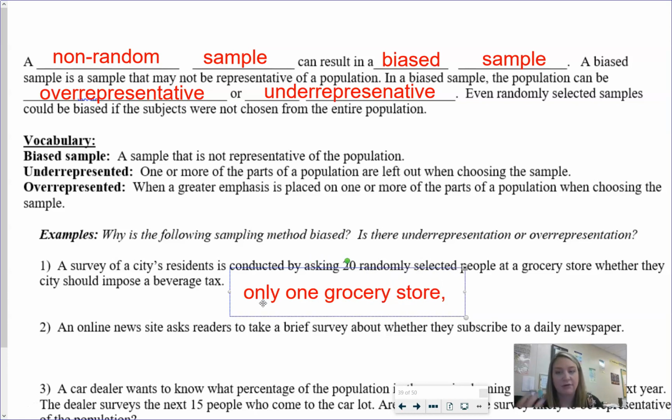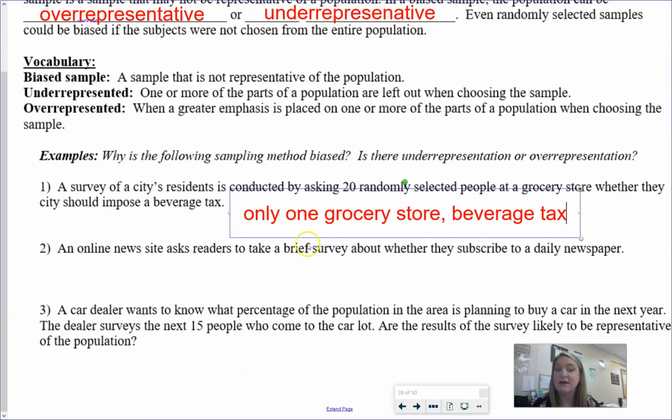And they're asking people at a grocery store about a beverage tax. Okay, if you're going to the grocery store, that's where they probably sell beverages. So you are over-representing people who purchase the beverage. Okay, so they're going to have a strong opinion about whether or not to have a tax on something they're already buying. So they're probably going to say no. They don't want to be taxed on something that they're already buying. So that number one would be an over-representation, I would say.